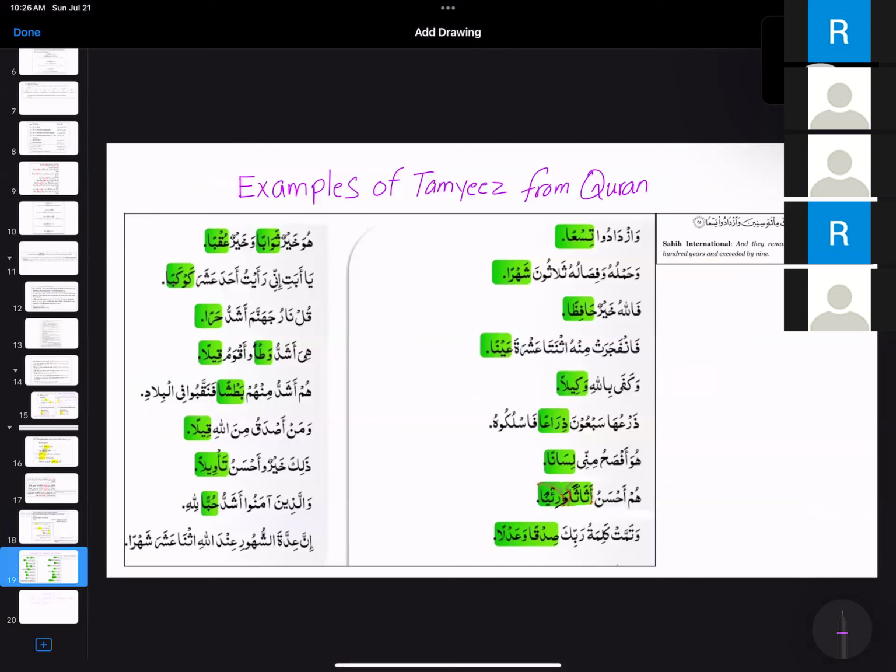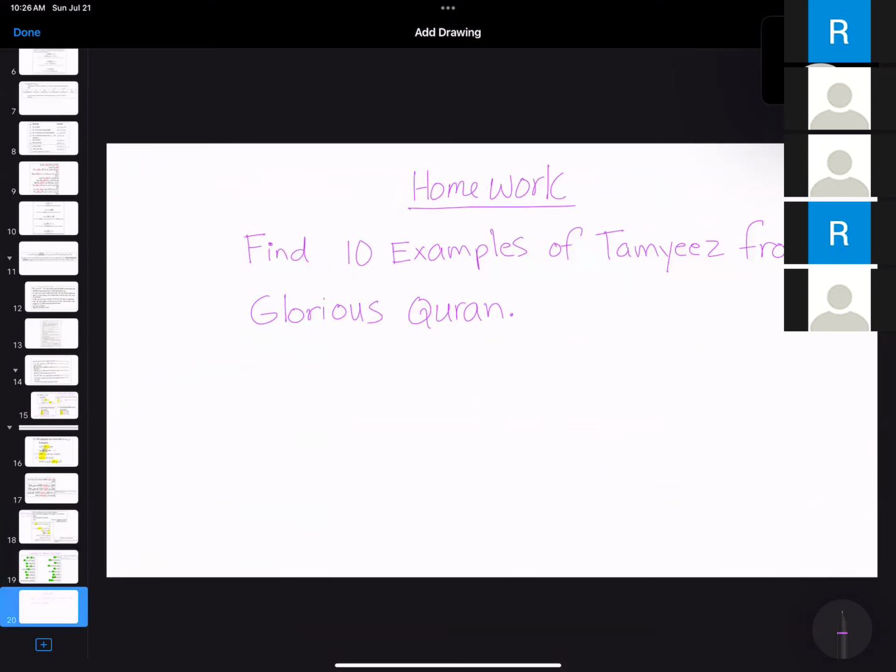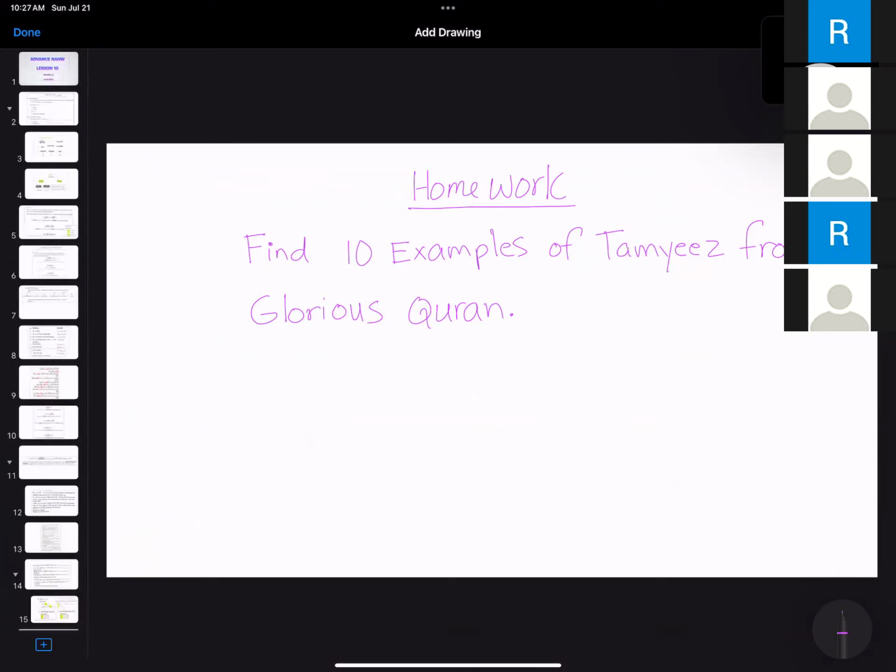And then some more examples of Tamyeez from the Quran Pak, I'm going to leave for you guys. You're going to translate it, find it, label it, if you want. So that is for you to enjoy. And then your homework would be to find 10 examples of Tamyeez from Quran Pak other than those already mentioned in that lesson plan. Okay, so you're going to find a lot of Tamyeez in the Quran Pak. So at least open Quran Pak and find 10 examples. Label it, translate it, and then you guys can discuss in your study session, or you can even show your homework in the group, in our main group.